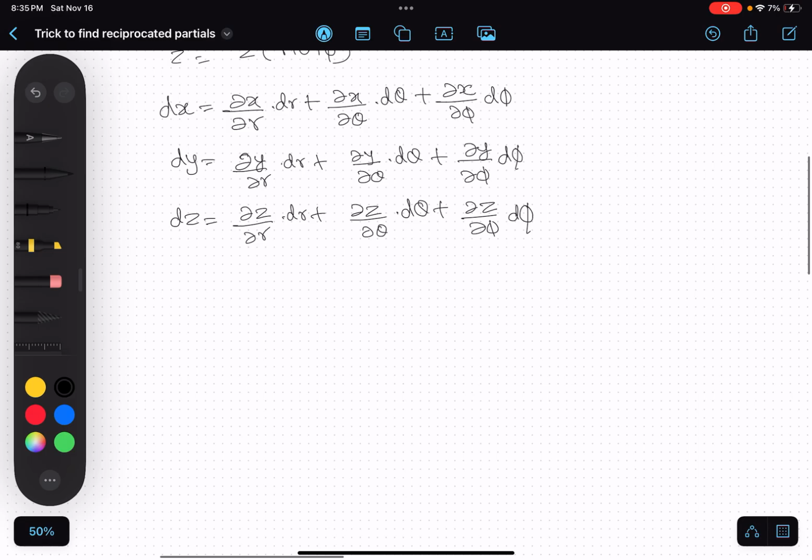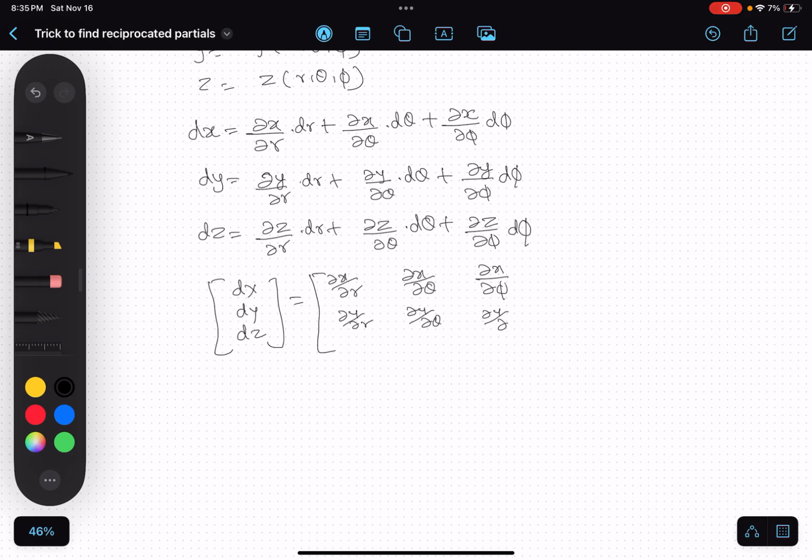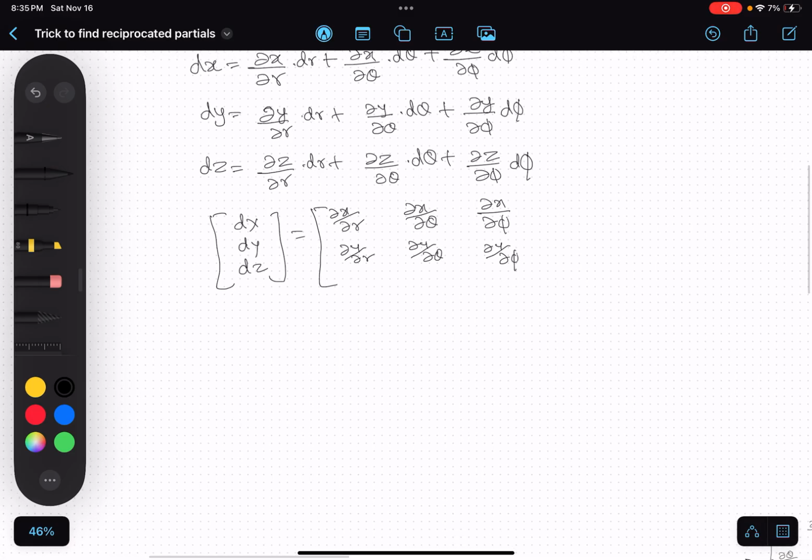If you want to write this in matrix form, this will just be equal to dx dy dz. It's the same as the matrix of partial x by partial r, partial x by partial theta, partial x by partial phi, and then partial y by partial r, partial y by partial theta, partial y by partial phi, and then partial z by partial r, partial z by partial theta, partial z by partial phi, times dr d theta d phi. So we got this, right?